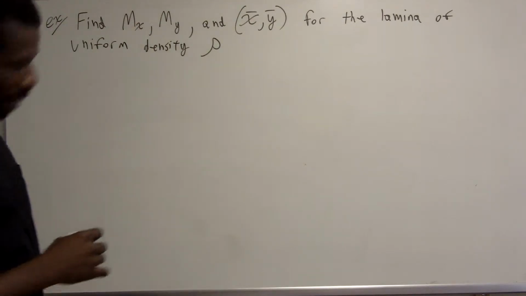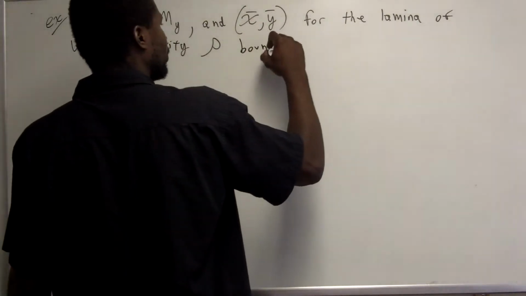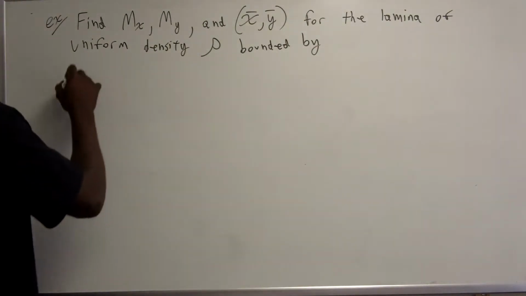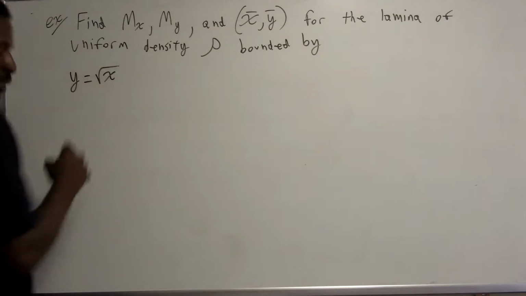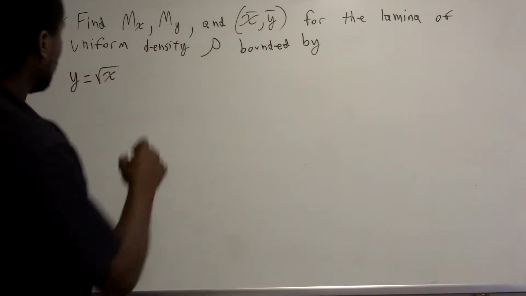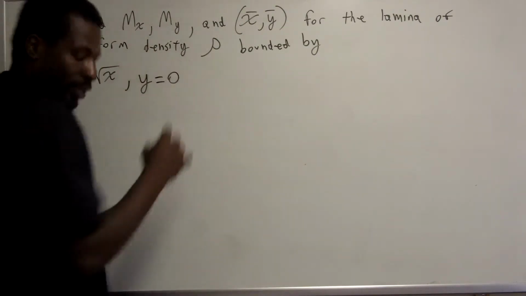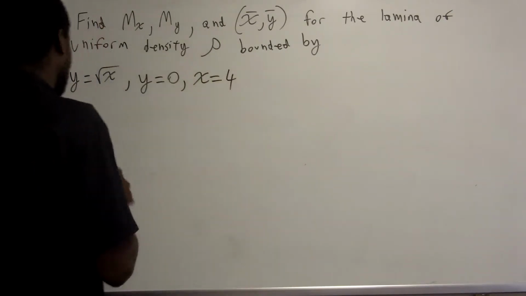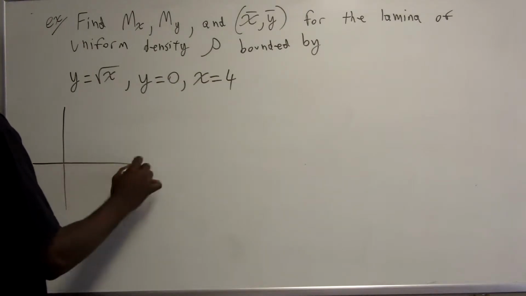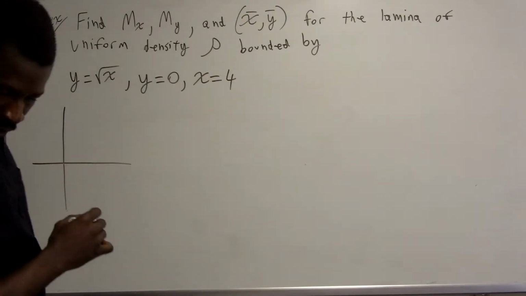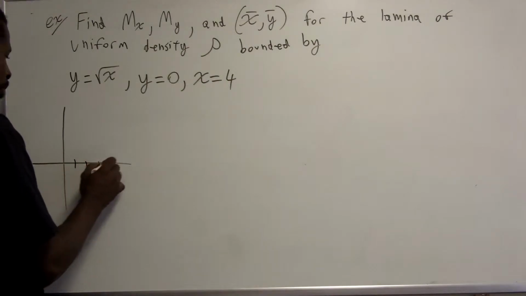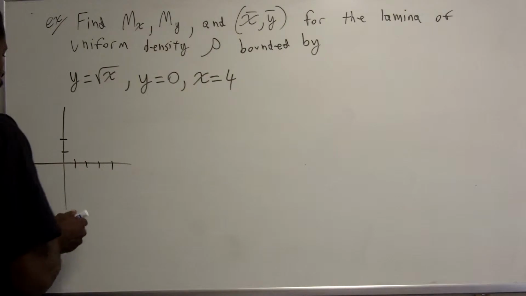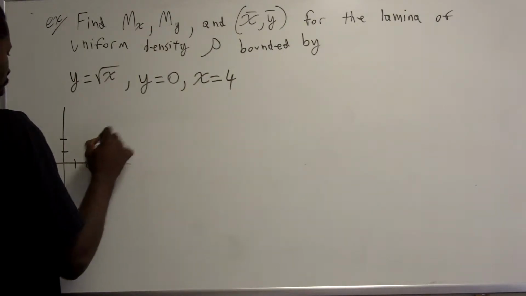And this is what we're bounding it by. We have y equals the square root of x, y equals 0, the x-axis, and x equals 4. So this one is relatively easy. Let's see. If we have x equals 1, 2, 3, 4, then the y value, the square root of 4, is 2. So basically this is what we're looking at here.